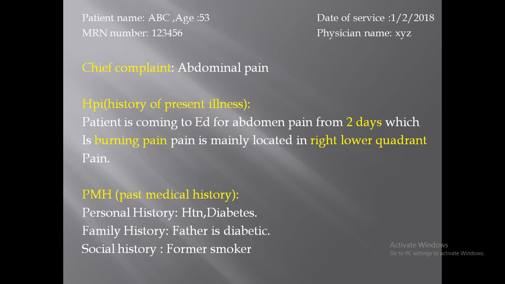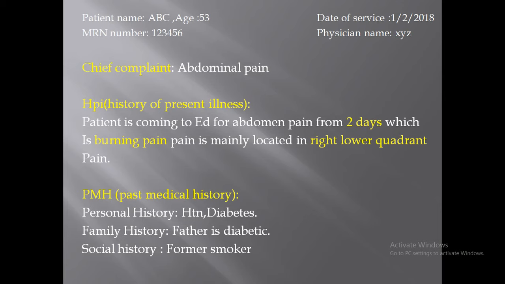This is the report where you have everything. Towards the left side we will have patient name, age, date of service, MRN number, physician name. All these are very important. We need to check each and every part of the emergency department report. One more thing, age criteria is most important, because sometimes we will have some neonatal reports also, where we have more specific codes for it, so we need to check the age also.